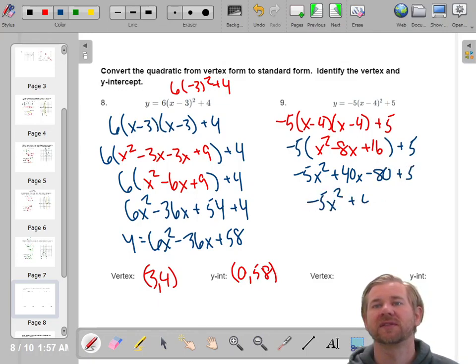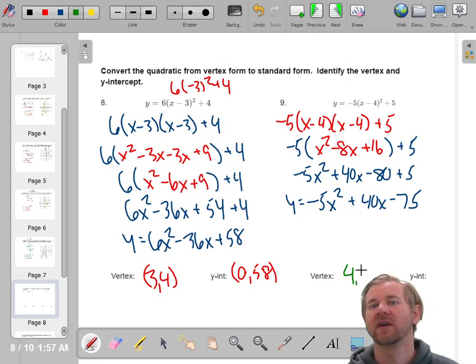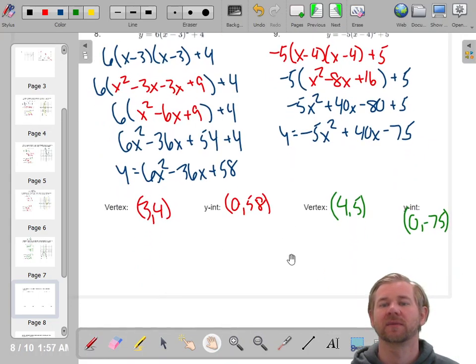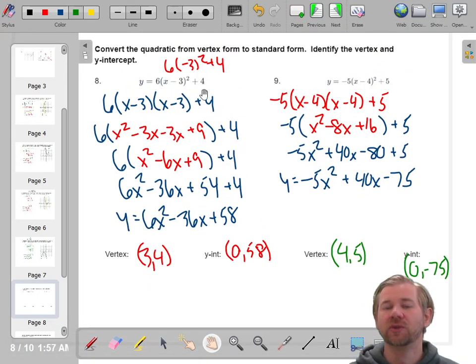-5x squared plus 40x, -80 plus 5 is -75. So there's standard form. Now if I say where's the vertex, I'm going to look at vertex form. It's 4, 5. Where's the y-intercept? I'm going to look at standard form. 0, -75. Oop, that's kind of blocking. There we go. So that's going into standard form.